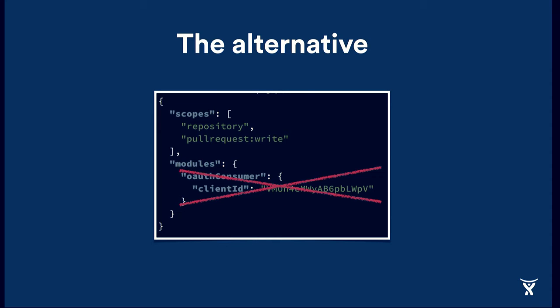Well, we have a new auth mechanism, and the way to trigger it is to just remove the OAuth consumer from your descriptor. You just remove it, and you notice that I've also updated the scopes up there with repository and pull request write. Pull request write technically also means repository, but I've mentioned it for clarity. So you update the scopes. That's the only set of scopes, and you remove the OAuth consumer.